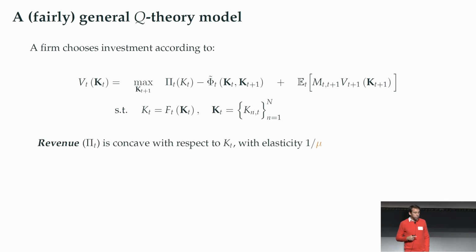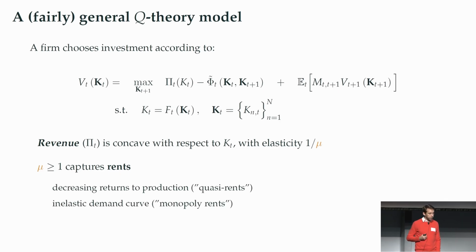Now, what I'm going to assume is that the revenue function is concave with respect to that index of capital. And the elasticity I'm going to call 1 over mu. That elasticity is going to be the way that we capture this idea of economic rents in our framework. Okay? So mu has to be greater than or equal to 1. And whenever mu is strictly larger than 1, the firm will earn pure profits, profits in excess of the competitive cost of capital.